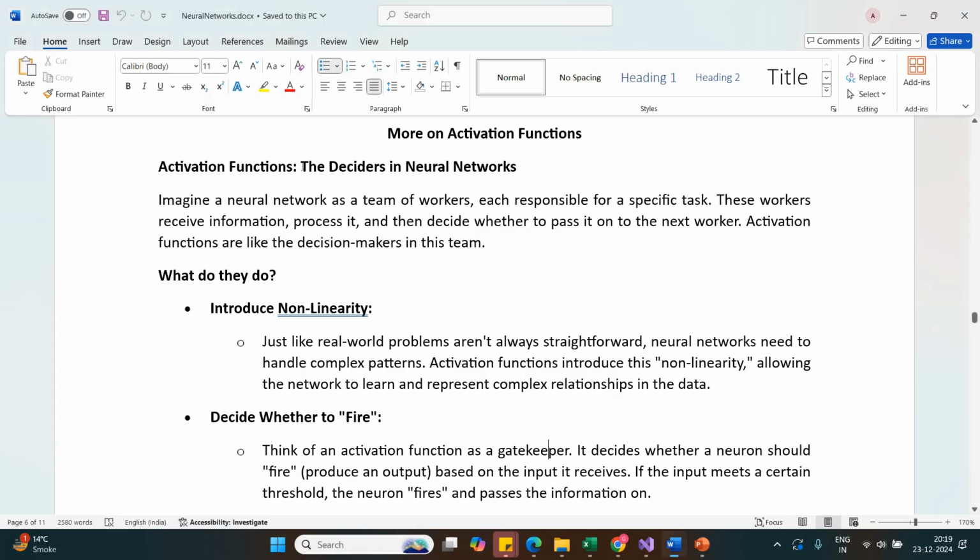So activation functions are just the deciders in the neural network. They are the real processing components in the neural network. You can imagine the neural network as a team of workers, and each worker is responsible for performing a specific task. These workers receive information, process it, and then decide whether to pass it to the next worker or not. Activation functions are like the decision makers in this team.